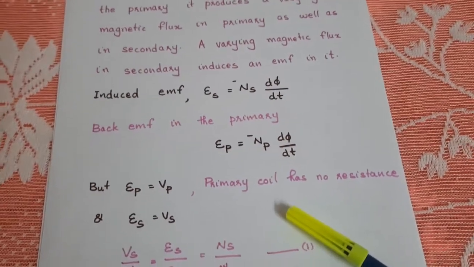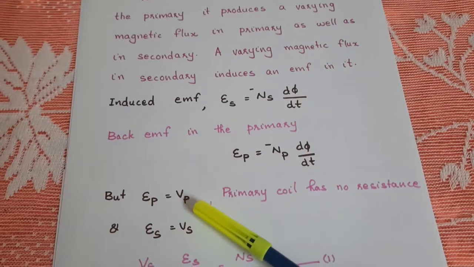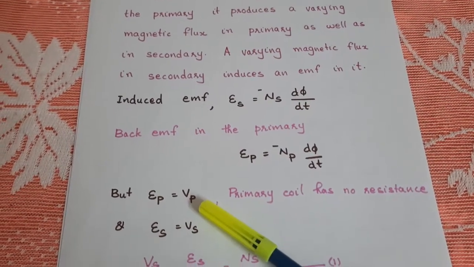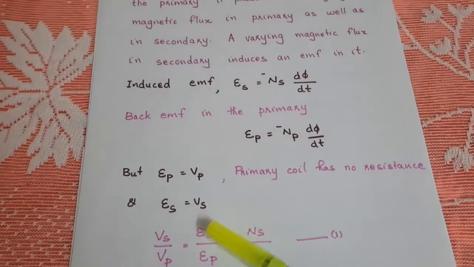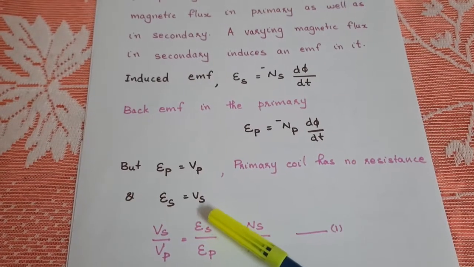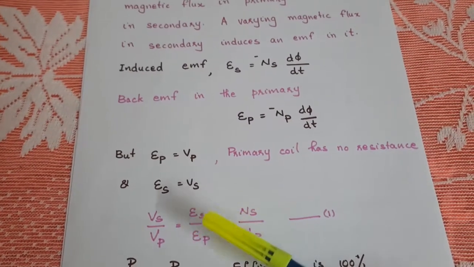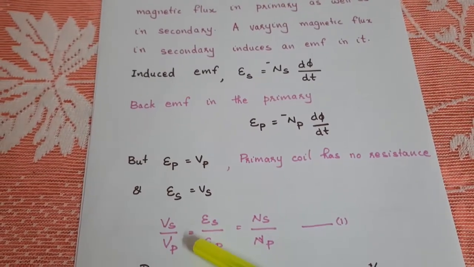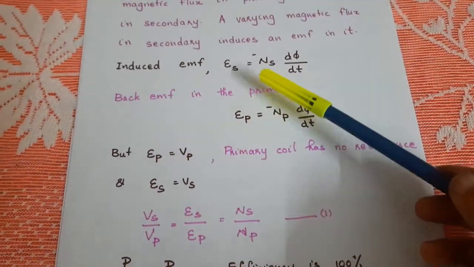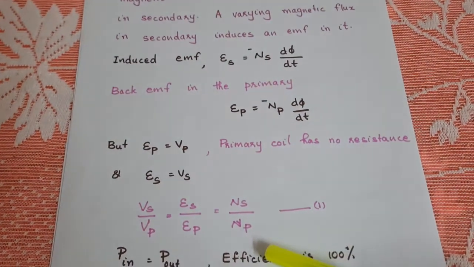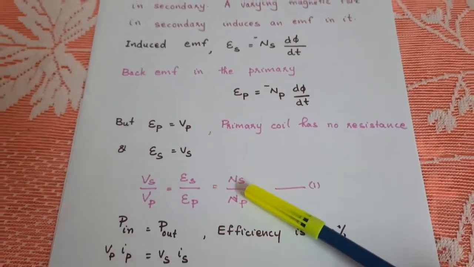We assume that the primary coil has no resistance. So the induced EMF in the primary is equal to potential difference across the ends of the coil. And the secondary is open, so induced EMF in the secondary is equal to the potential difference across the ends of the secondary coil. So we can write Vs by Vp is equal to Es by Ep. But Es by Ep is equal to Ns by Np. So the induced EMF is directly proportional to the number of turns.